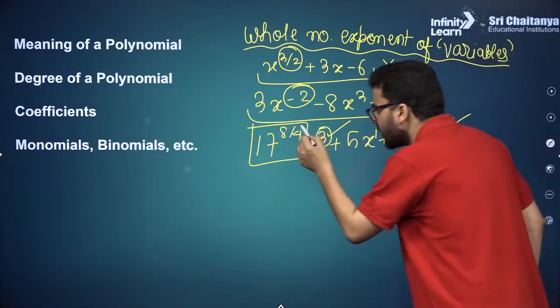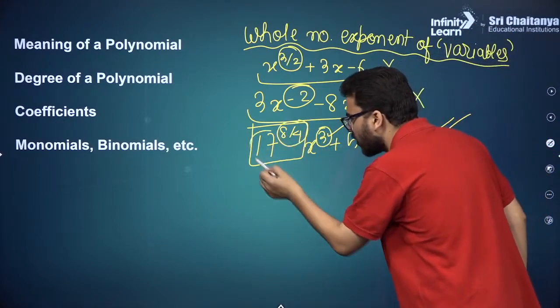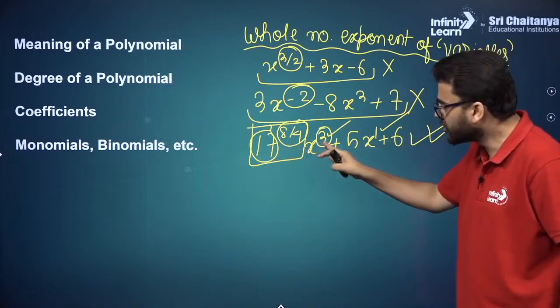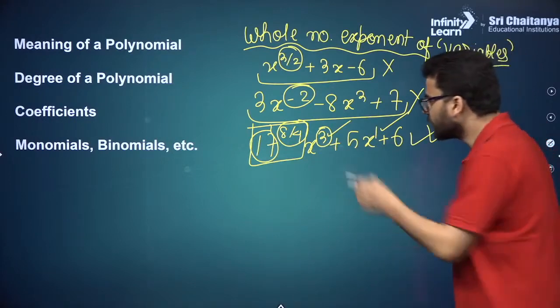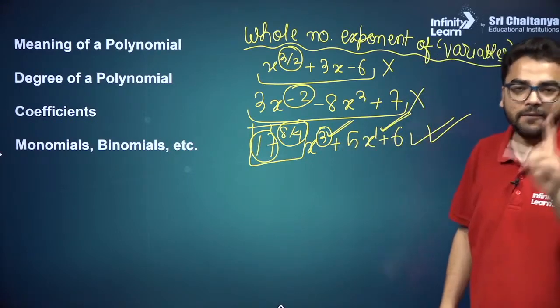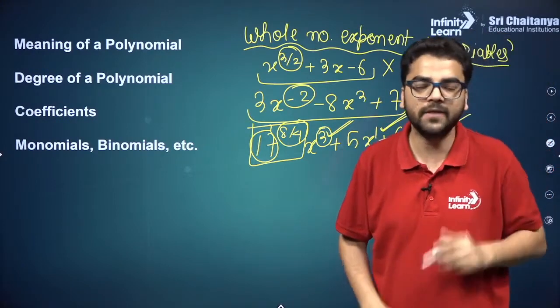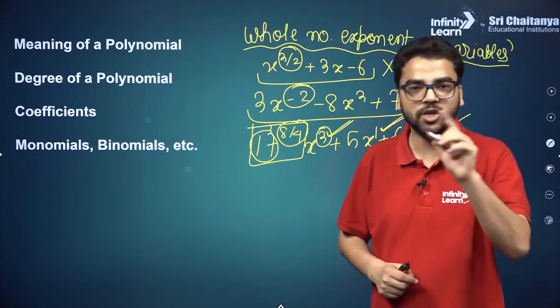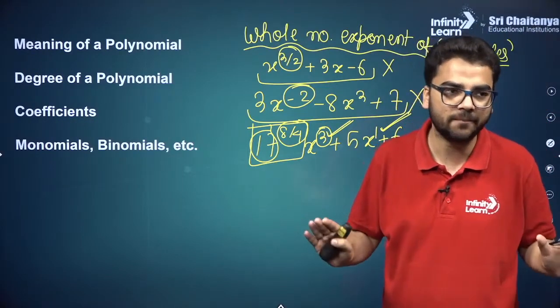Aisha, the 8 by 4 is the exponent of a constant. You got it? This is not a variable, Aisha. This is the coefficient of x cube. You just have to see the exponent of the variable over here. If the exponent of the variable is not a whole number, then that algebraic expression is not a polynomial. I hope this is clear up till here.